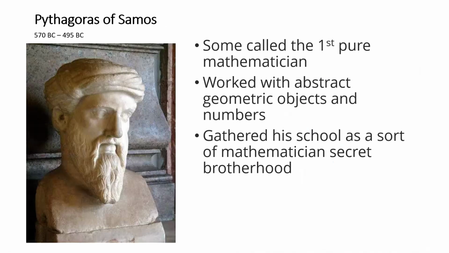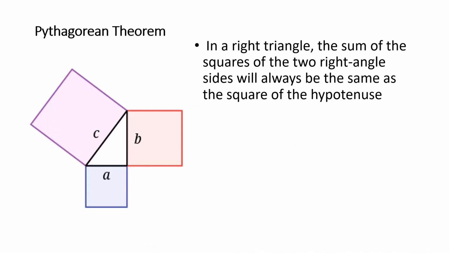So next we're going to have Pythagoras. Some called him the first pure mathematician. He worked with abstract geometric objects and numbers, gathered his school as a sort of mathematician secret brotherhood. He would talk through a curtain to his people. He took stuff from the Egyptians, the idea of a right triangle, and the Pythagorean theorem, and then proved that it would be true. So the proof comes from him.